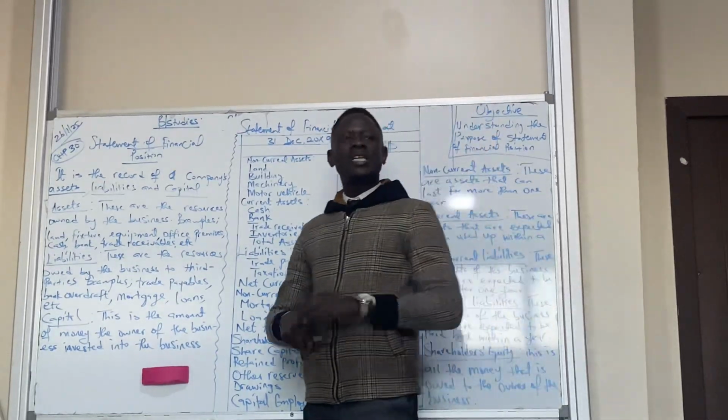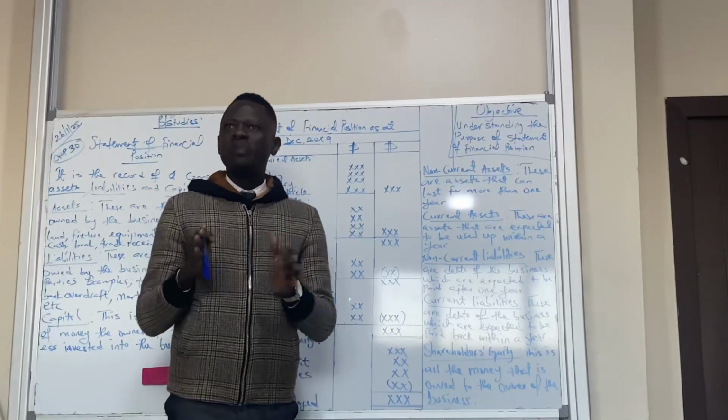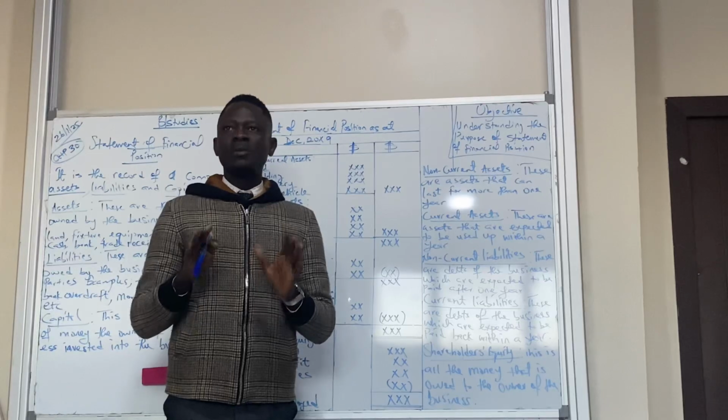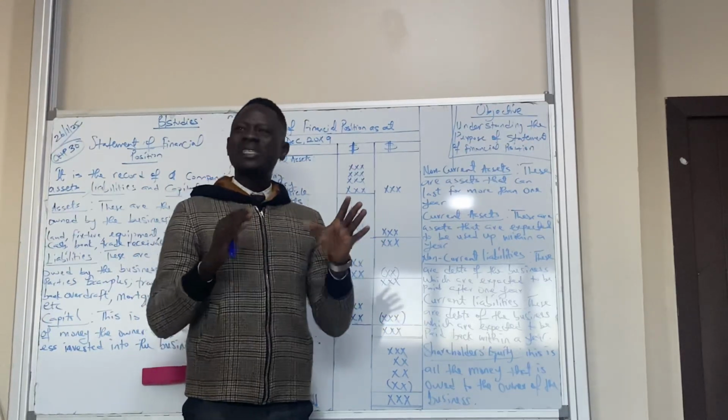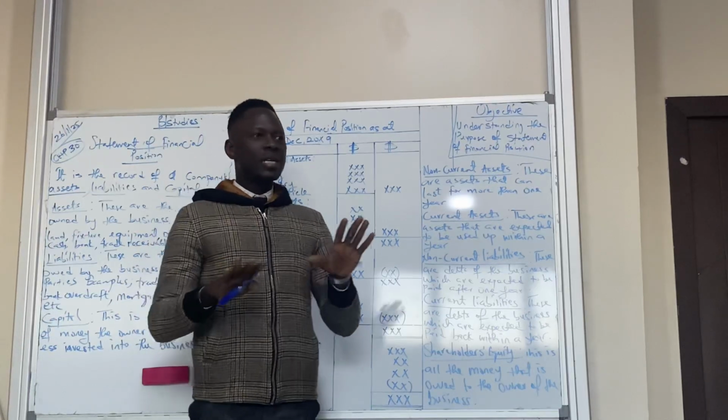When we talk about statement of financial position, it simply talks about the position of a business, what the business owns and what is owed. So that means we're talking about the value of the business assets, the liabilities, and the capital. So I'm going to say them differently.